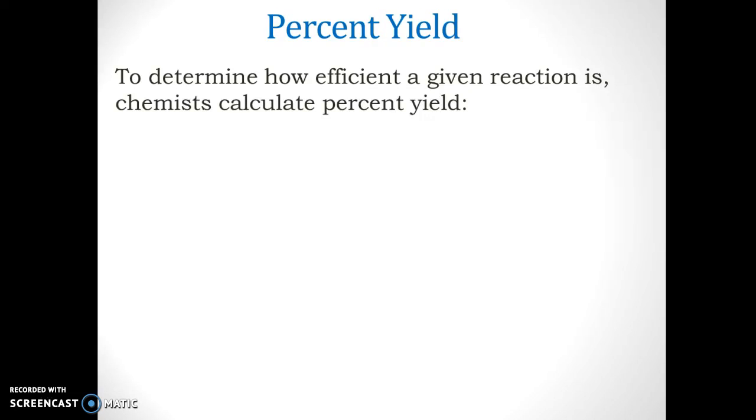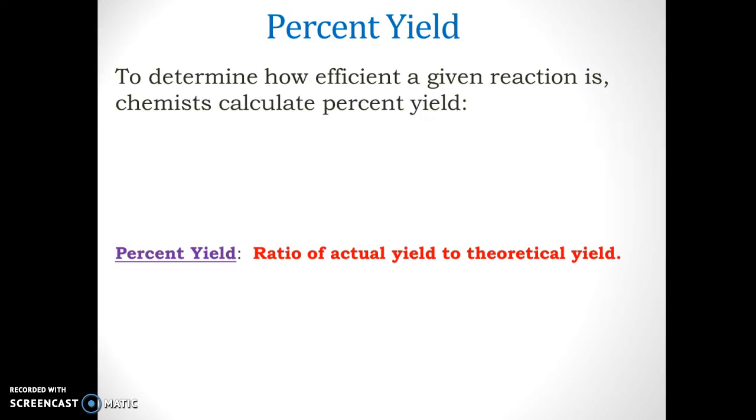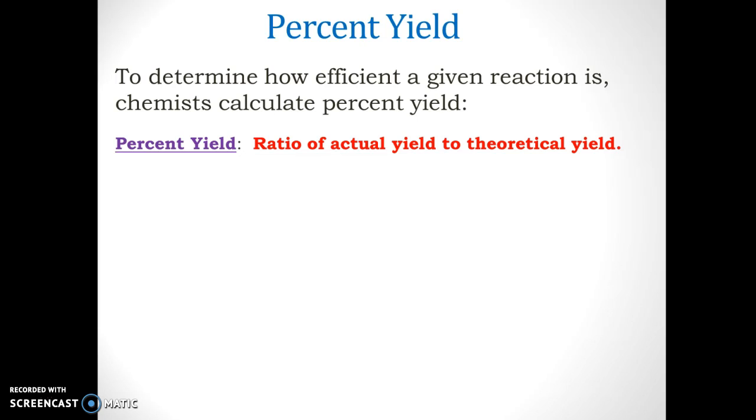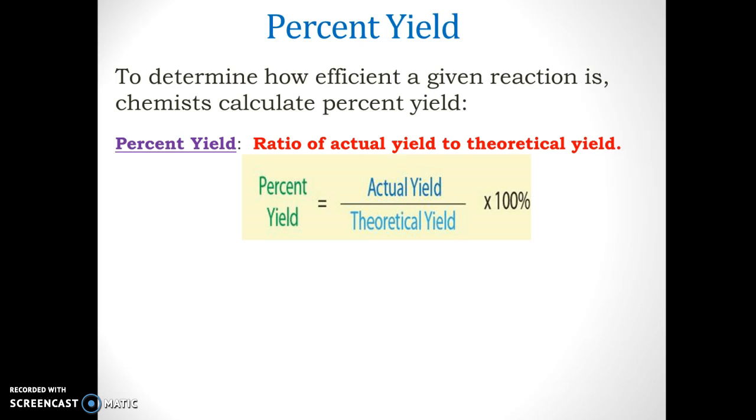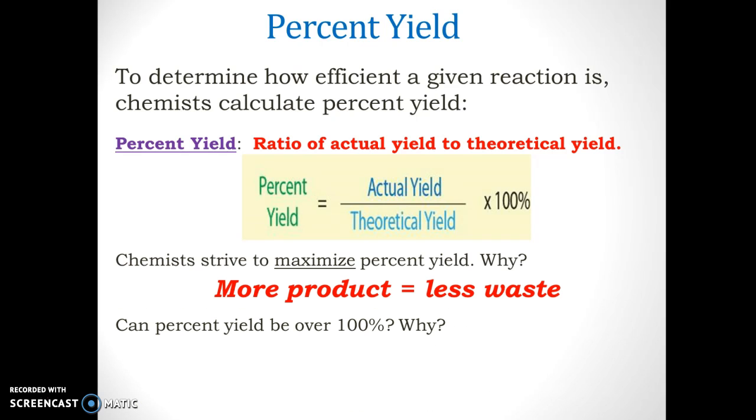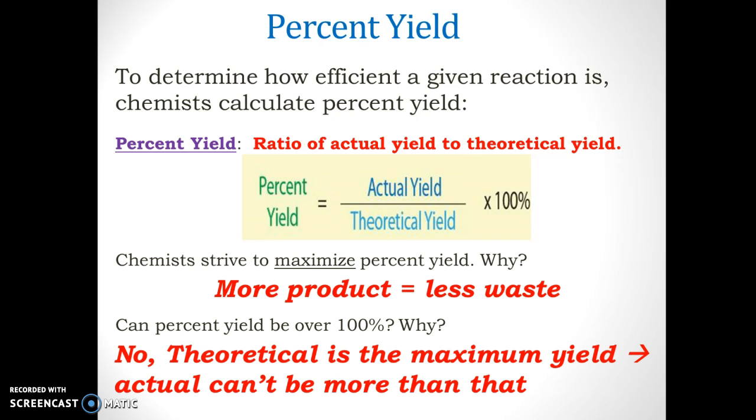Alright, this is going to be a short video on percent yield. Percent yield is a ratio of actual yield to theoretical. So it's just one extra step onto stoichiometry. What you're calculating is how good you did in the experiment: what you actually got compared to what you theoretically could have gotten.